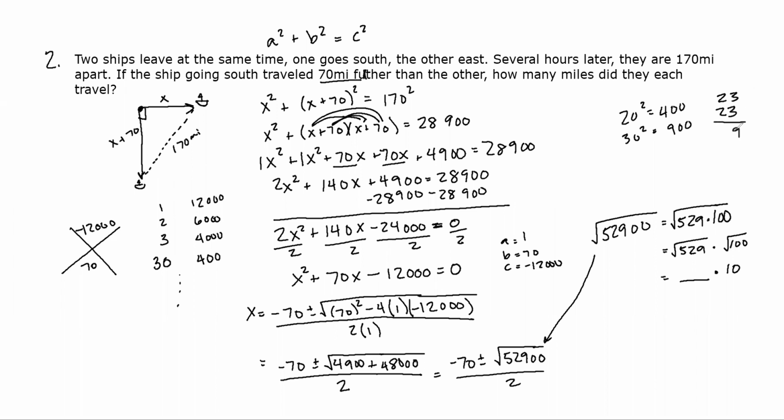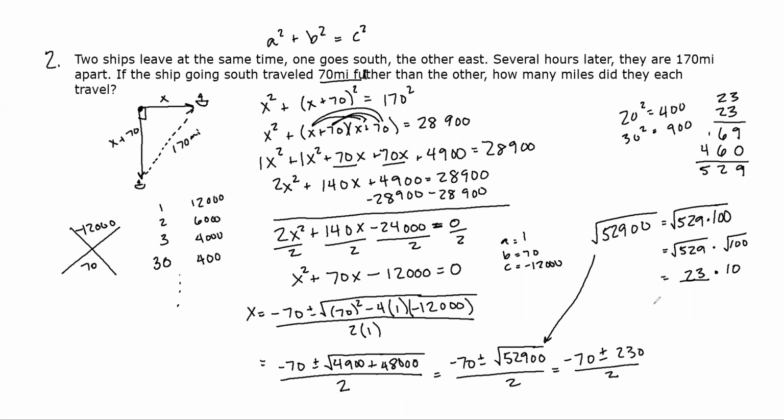3 times 3 is 9. 3 times 2 is 6. 2 times 3 is 6. 2 times 2 is 4. So we have a 9, 2, 5. 529. So the square root of 529 is 23. And 23 times 10, add the 0, you get 230. So negative 70 plus or minus 230 over 2.